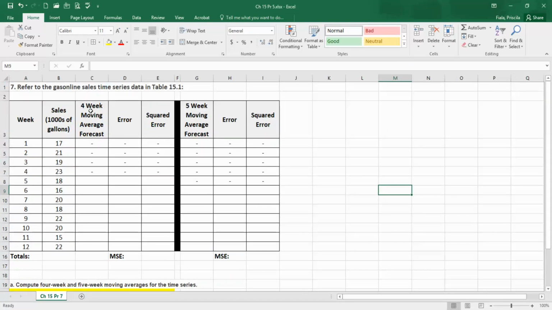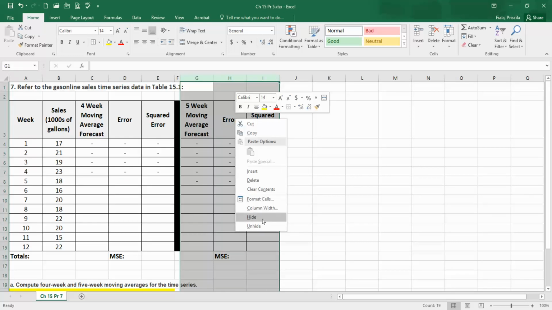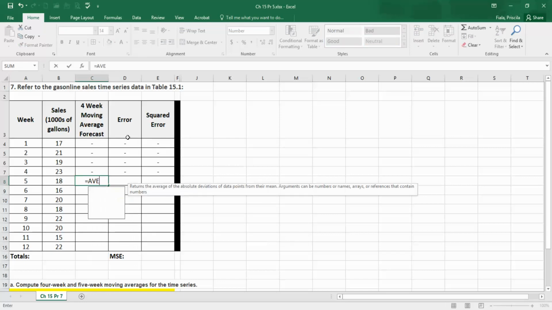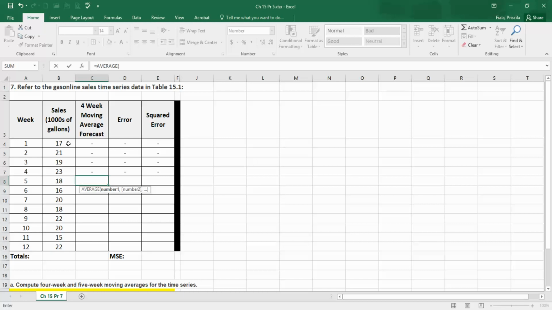Well, if it's a 4 week, that means we don't have anything before for 4 weeks. We start on week 5. Remember, I can go ahead and hide this. I just use all the same here so I don't have several tables below. It's just easier to see it. But let's just start with week 4. So if you have 4 weeks, we're gonna average the values for the last 4 weeks.